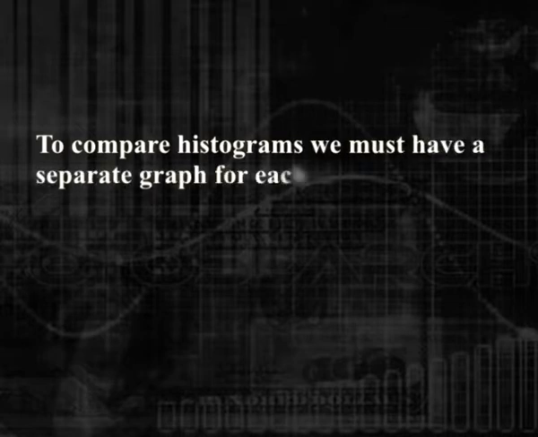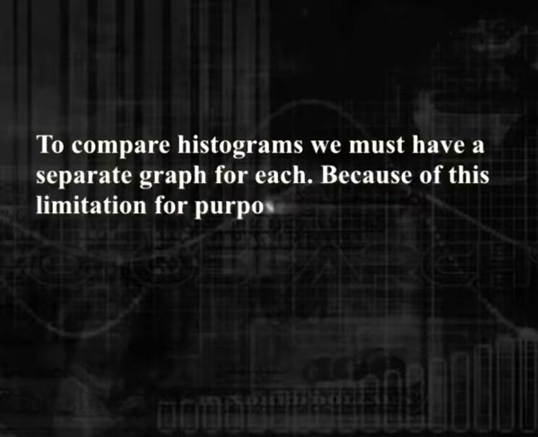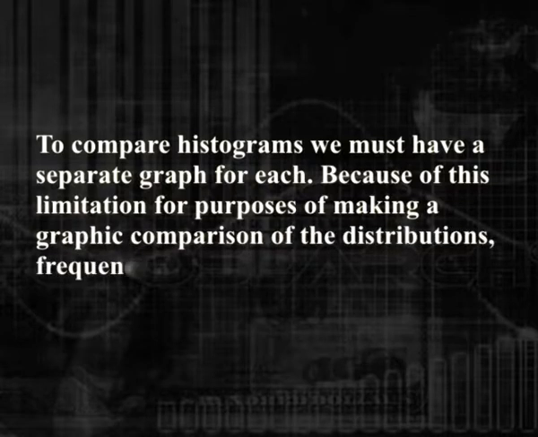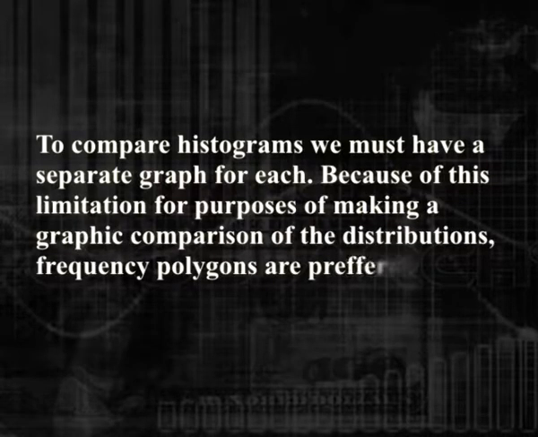Frequency polygon has an advantage over the histogram. The frequency polygons of several distributions may be plotted on the same axis, thereby making certain comparisons possible, whereas histograms cannot be usefully employed in the same way. To compare histograms, we must have a separate graph for each. Because of this limitation, for purposes of making a graphic comparison of the distributions, frequency polygons are preferred.